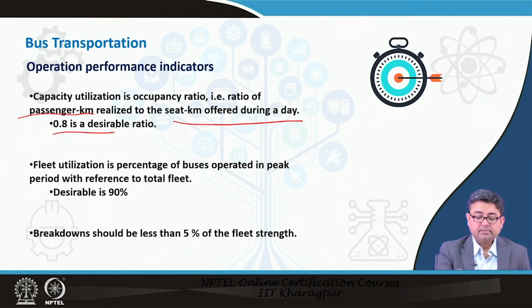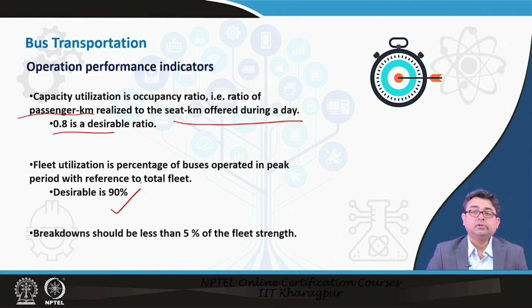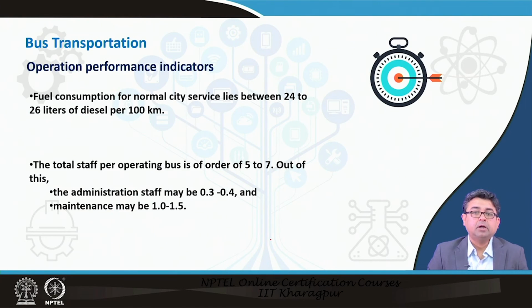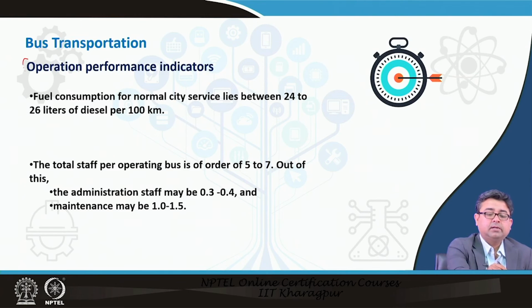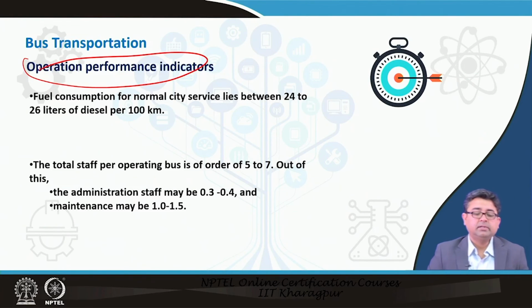Fleet utilization is the percentage of buses operated in the peak period with reference to the total fleet. In the peak period, you usually say that at least 90% of the buses should be utilized, otherwise your fleet is too less. Breakdowns should be less than 5% of the fleet strength. Many buses should not be breaking down. These are all operational performance indicators.